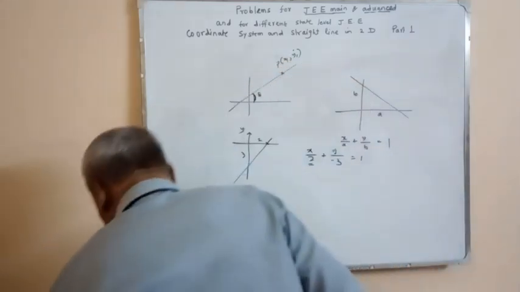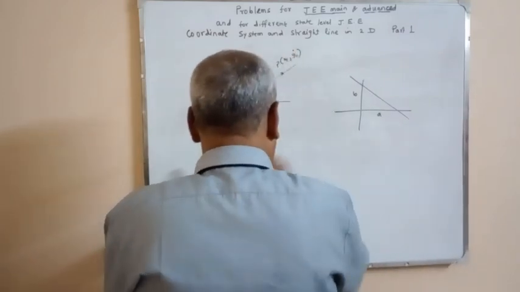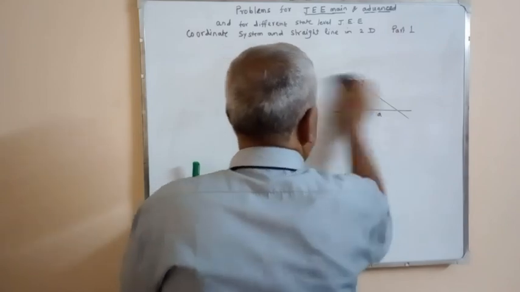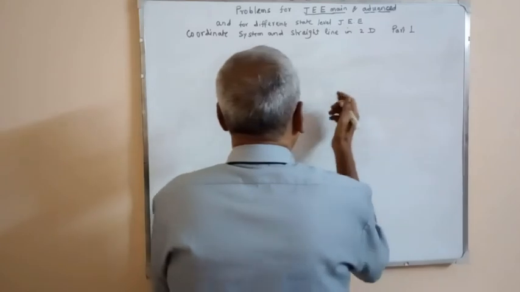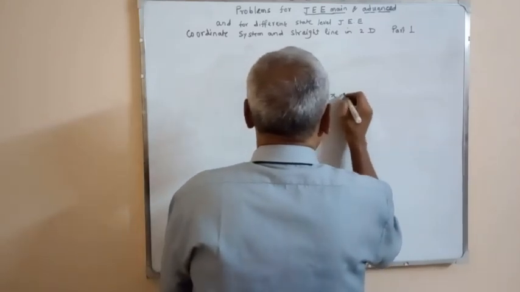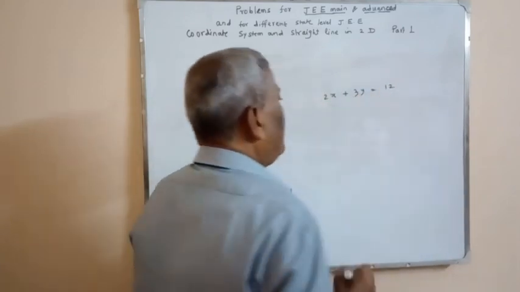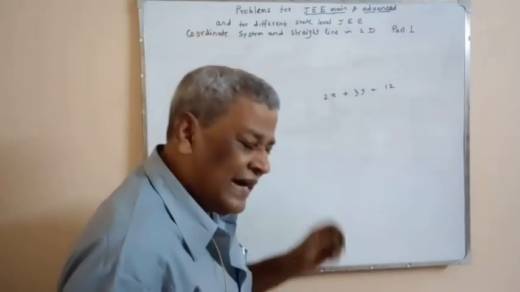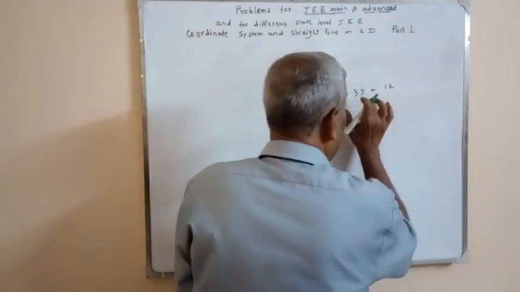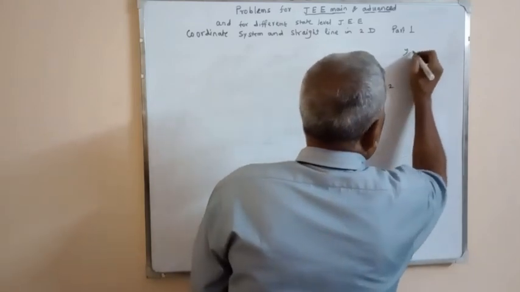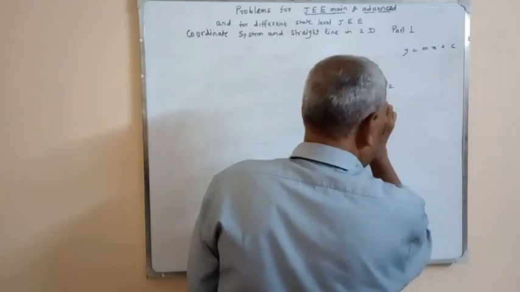Next, suppose we are given an equation like that. Say 2x plus 3y is equal to 12. What is gradient of the straight line? Question is that. Now you make it to that form, y is equal to mx plus c. Means we have to find y alone.